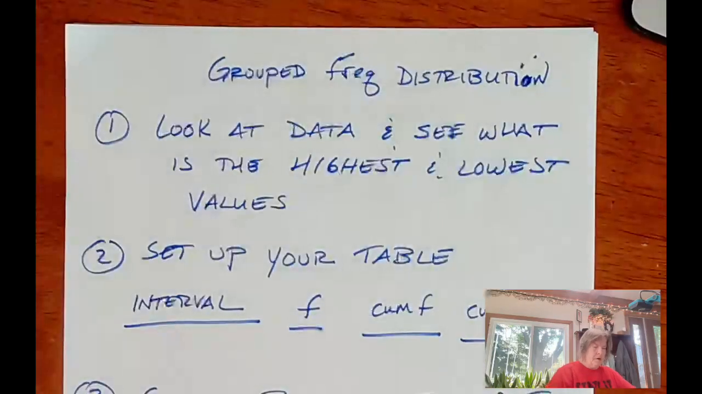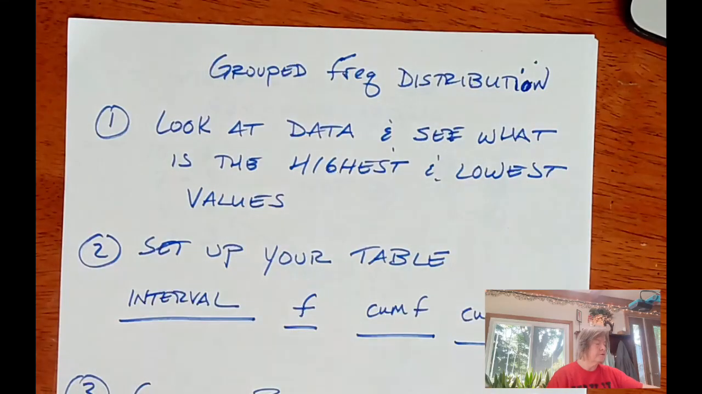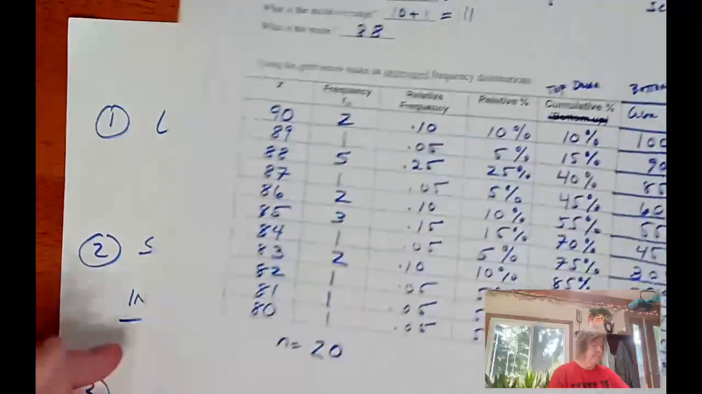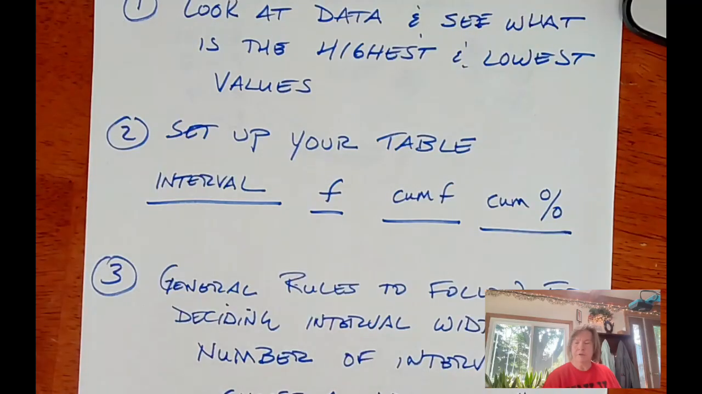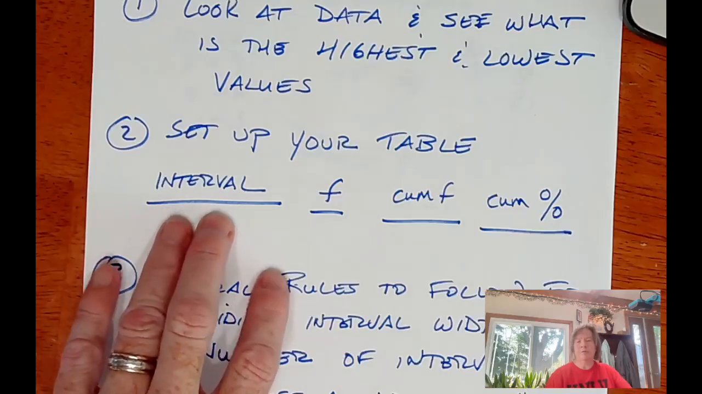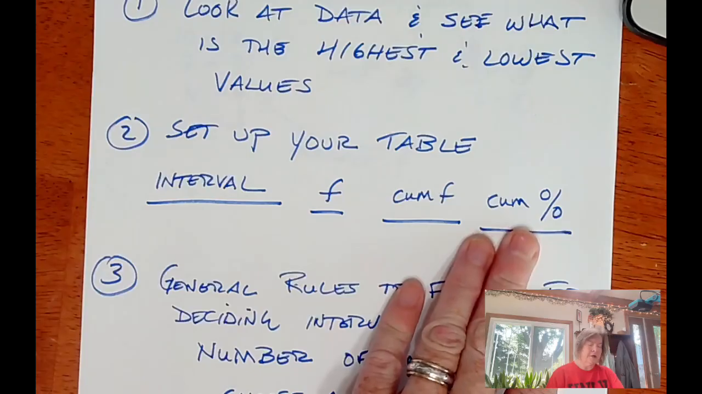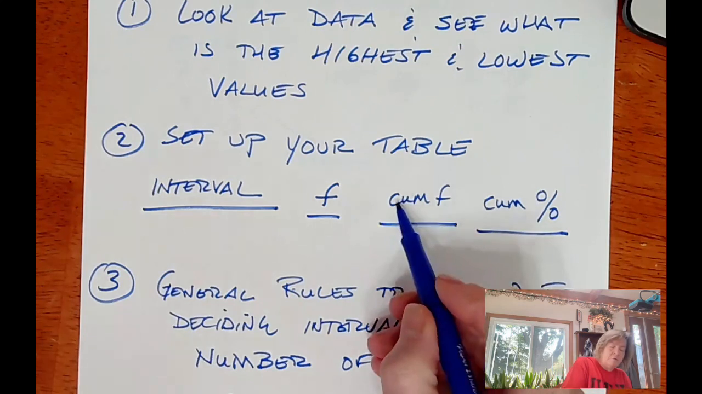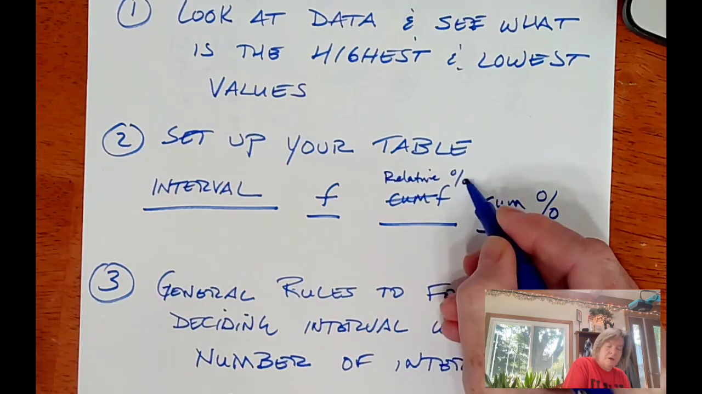For our grouped frequency distribution, we want to look at our data and see what the highest and lowest values are. For us here, the highest is 90 and the lowest is 80, all right? So we want to set up our table. The difference between a regular simple frequency table and our grouped frequency table is that we're going to put interval here, and then frequency, and then we can do cumulative. Actually, I should have changed this to say relative percent, and then we'll do our cumulative percent, our relative percent and our cumulative percent.